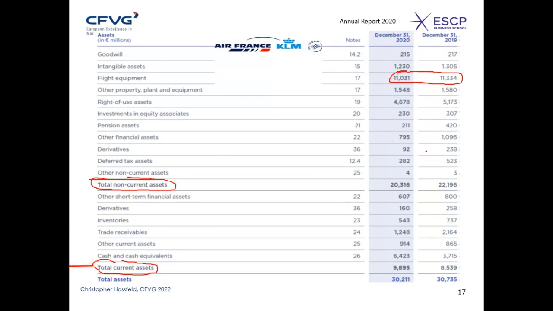But we see also that Air France has some smaller items presented on the balance sheet, such as derivatives or other non-current assets, only 4 million euros. Okay, why do they present this line separately? Frankly, I don't know. They could also have regrouped different smaller line items and just called them all other. But they decided to split them up in this way.